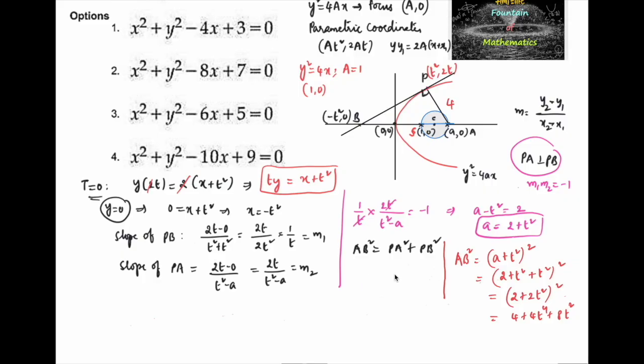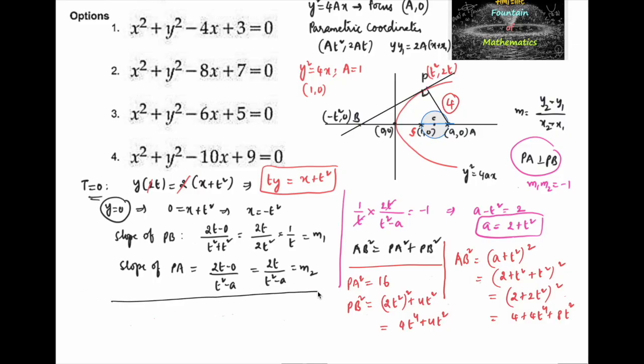And similarly PA square we can write, since the shortest distance is given 4 units, so we can write 4 square is 16, and PB square we can write t square minus of minus t square, that is 2t square whole square, and 2t minus 0 whole square, that is 4t square, which is equal to 4t power 4 plus 4t square.